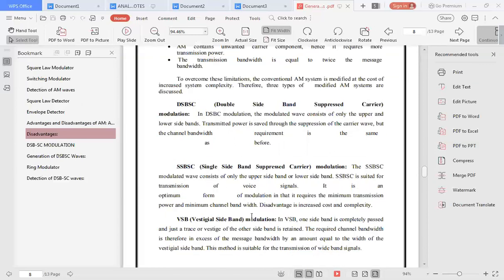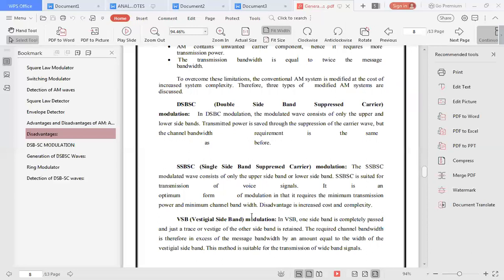Next, another improvement in terms of power is the single sideband suppressed carrier technique, where only one sideband is sent. The advantage is that the bandwidth is minimum, but the disadvantage is that it is a very complex method to generate.